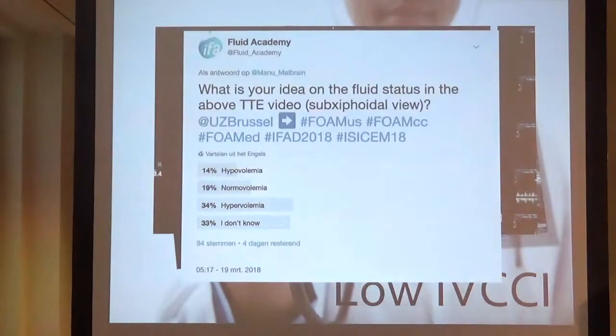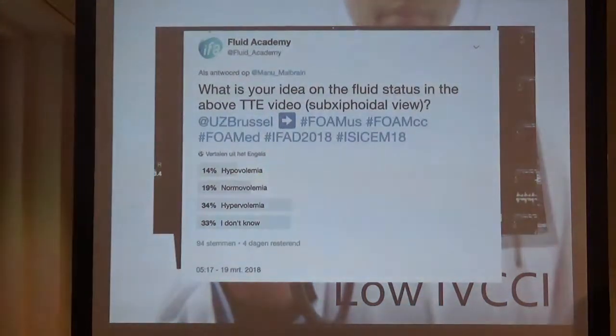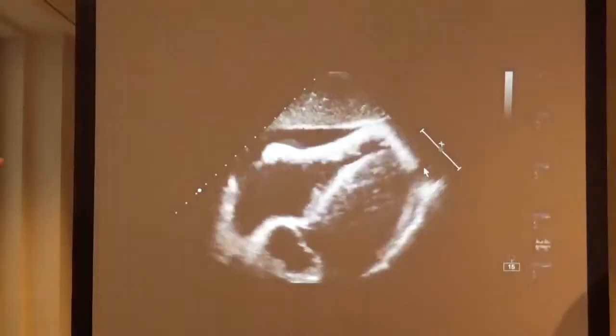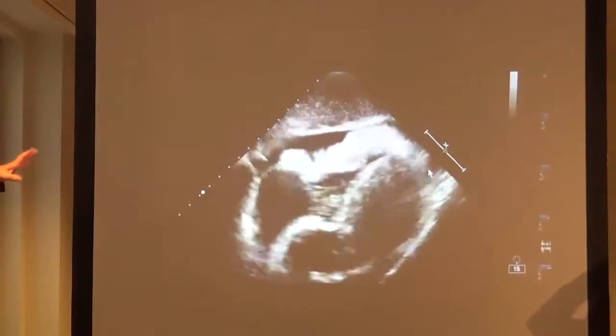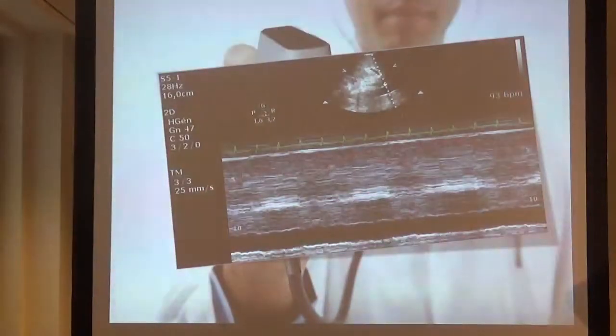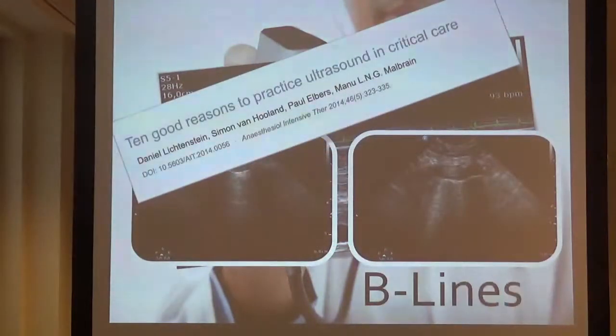But in fact, I showed a video on the internet and asked people what they think about it, and you see that people are confused because just an inferior vena cava doesn't do everything. This was a patient with cardiac tamponade and obstructive shock, in fact, who was hypovolemic with a dilated vena cava. Ultrasound of the lung and looking at B lines, as Daniel Lichtenstein, and there are more than 10 good reasons to look at the lungs.